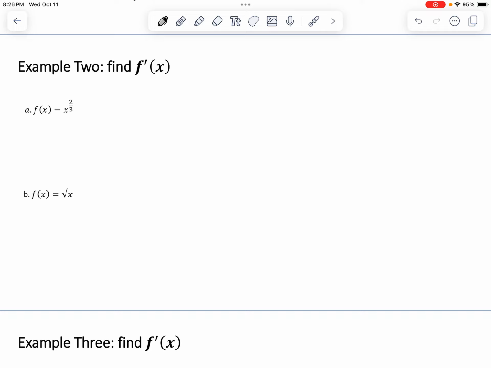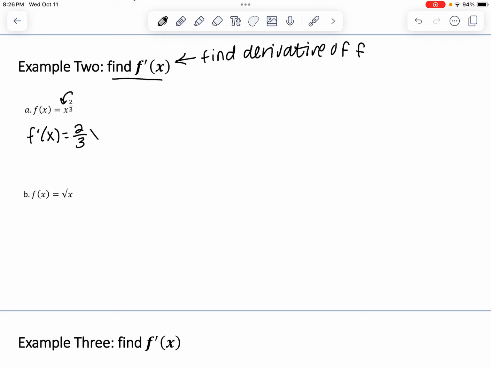So again, I'm starting to use different notation, but f prime, that notation means find the derivative of f. So f prime of x, if the original function is f of x, same thing I will do as I did last time. I'm going to pull 2/3 down out in front, so I'll get 2/3 x, and then I'll do 2/3 minus 1. Now I not only have to use exponents here, but I also have to remember how to subtract fractions.